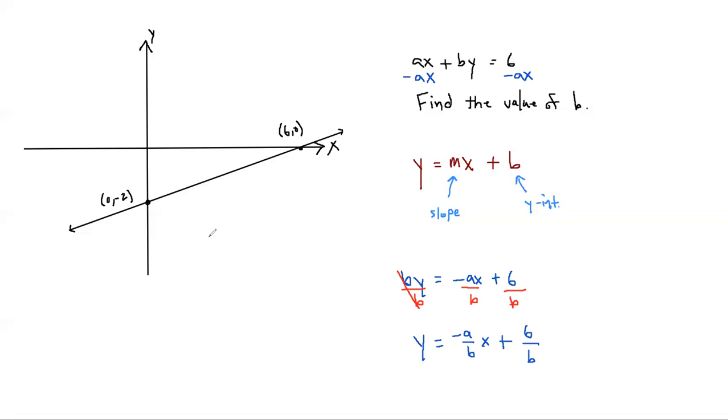We can see from the graph that the y-intercept of the line is (0, -2). So in slope-intercept form, we would expect -2 in this position. We can see, however, that what we have here is 6 over b. Well, that means 6 over b must be equal to -2. We can solve for b here. 6 equals -2 times b, or -3 equals b.